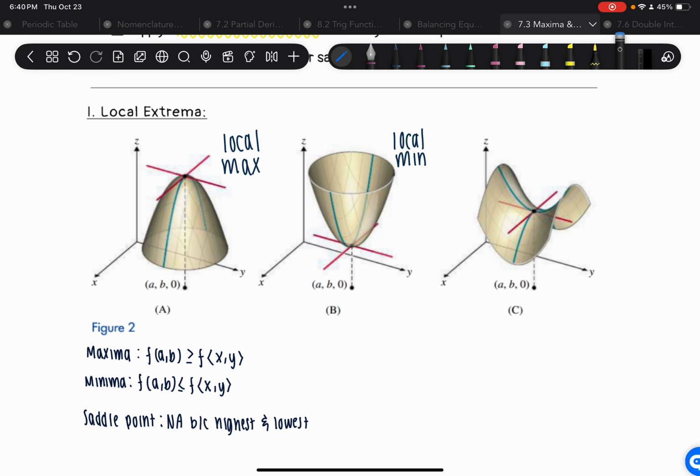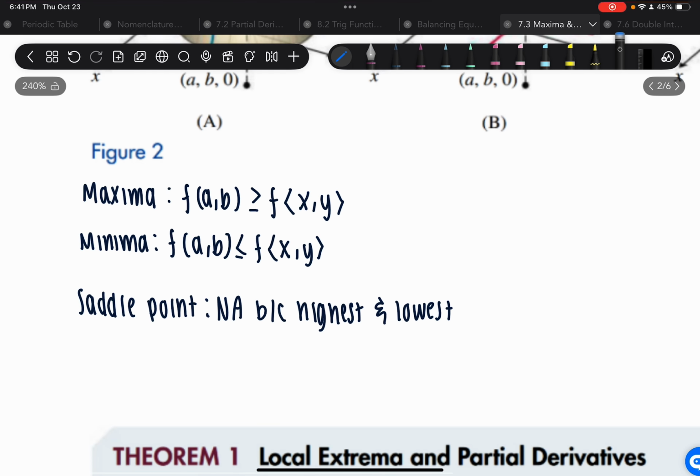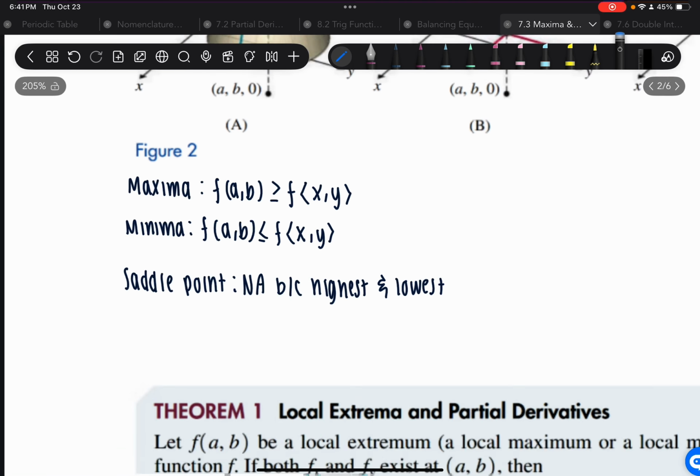Now this third graph has both of them. We can see here it has the highest point from our maxima, but then this other blue line shows the lowest point from the minima. When we can see that there's both of them, that is a saddle point. So right here we can see a saddle point has both the highest and the lowest.